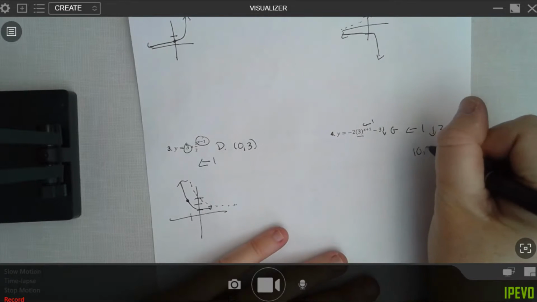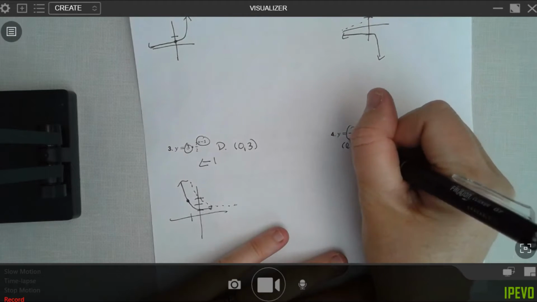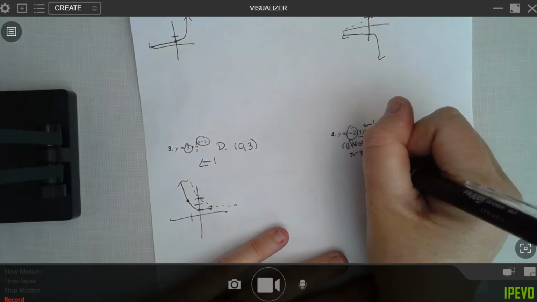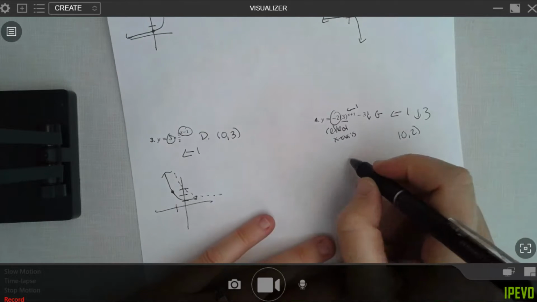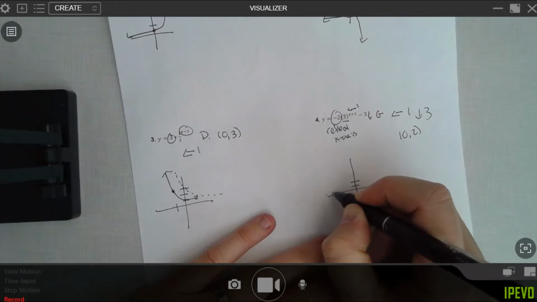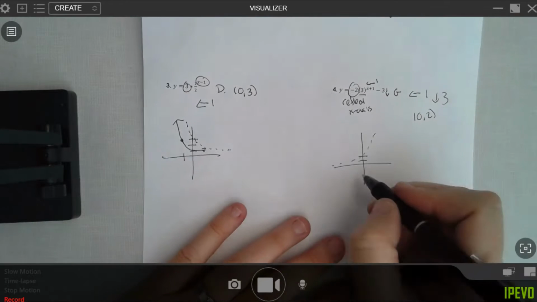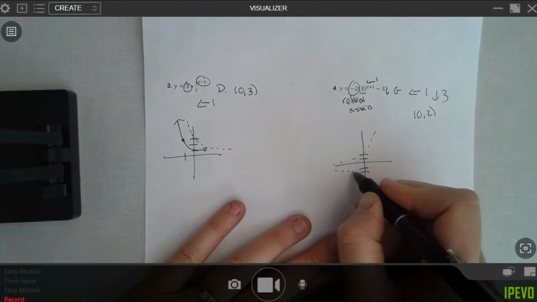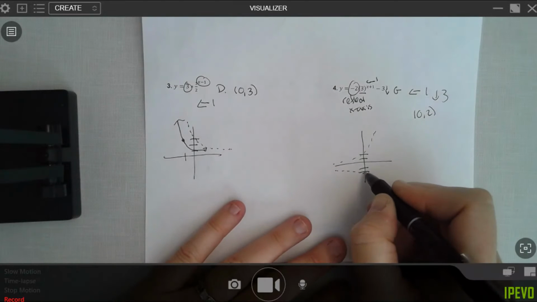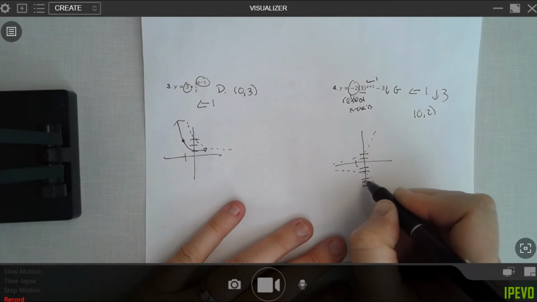The y-intercept was (0, 2), but it's a reflection, so you do that first. Reflect over the x-axis. So if there had been no movement, I would have made a growth like that. So let's go ahead and flip it first, because I like to flip and then move them. So we're going to move this point left 1 and down 3.